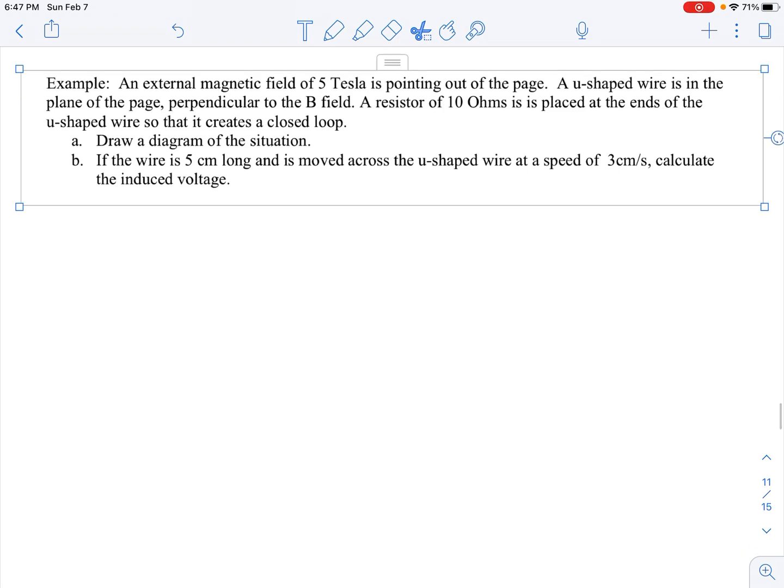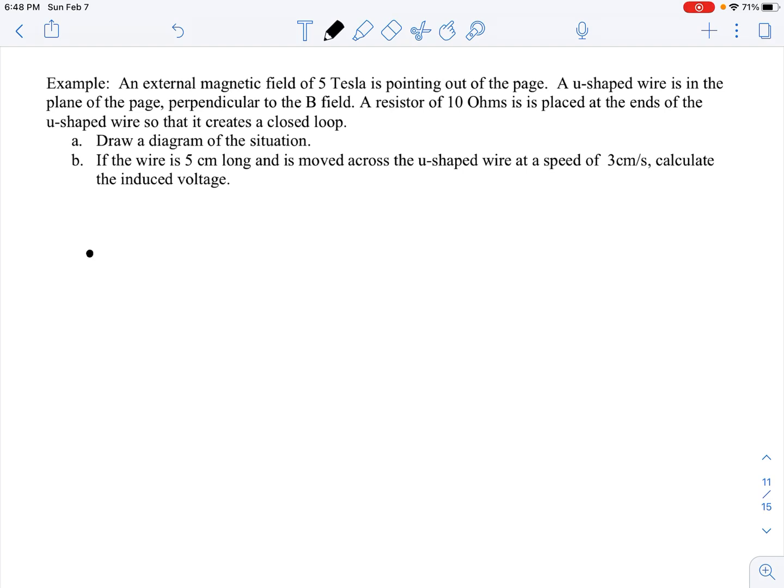Okay, that's better. An external magnetic field of 5 Tesla is pointing out of the page. A U-shaped wire is in the plane of the page, perpendicular to the B field. A resistor of 10 ohms is placed at the ends of the U-shaped wire so it creates a closed loop. Draw a diagram of the situation.